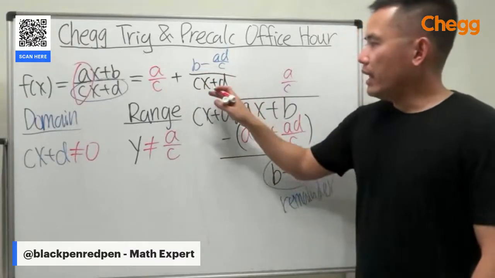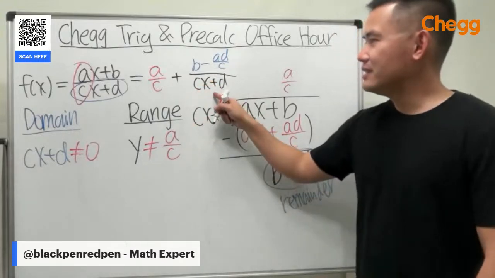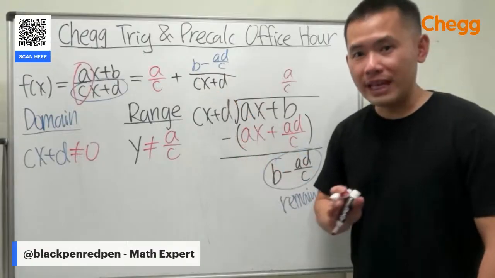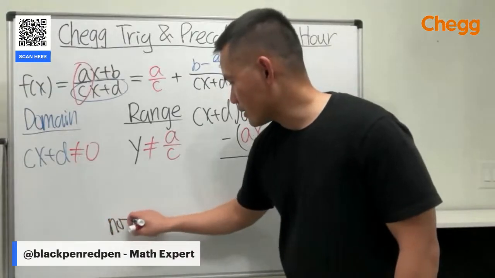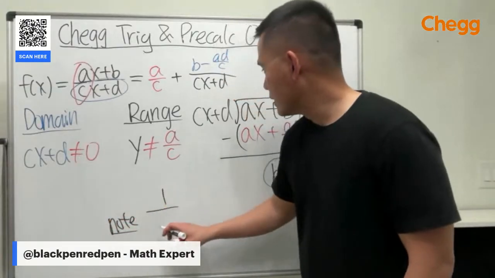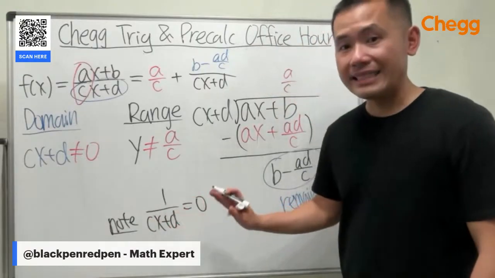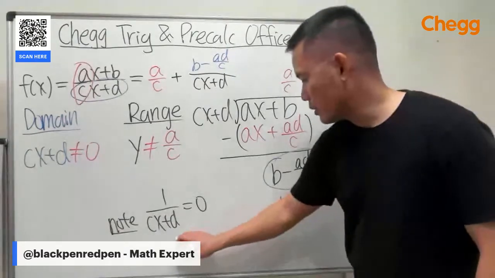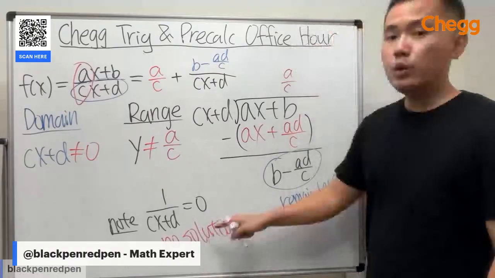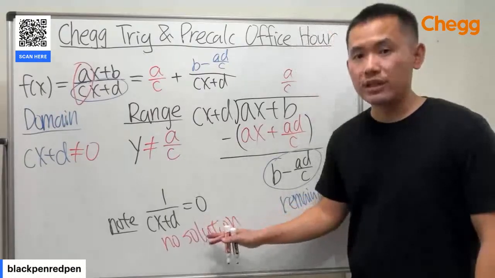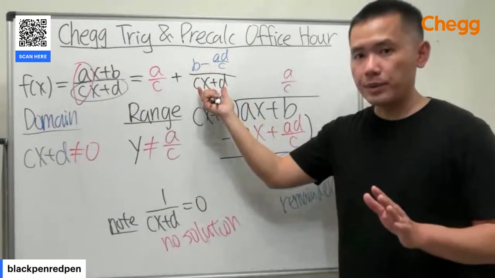Now, when x is really, really big, goes to infinity, or negative infinity, this thing right here will approach 0, but it will not be equal to 0. So here, maybe just make a note of another: 1 over Cx plus D equals 0. This equation has no solution. It will just approach 0, but it will have no solution, right?